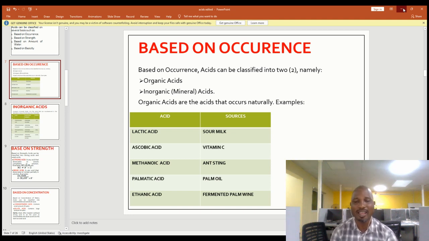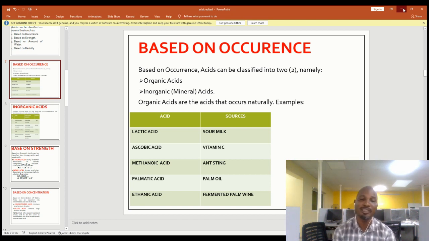Then you have ascorbic acid. Ascorbic acid is gotten from vitamin C. Yes, when you take vitamin C for cold, or if you have an injury or stuff like that, the content is actually ascorbic acid. Now we have what we call methanoic acid. Methanoic acid is deposited on your skin or on your system when an ant or bee stings you. So you get methanoic acid from ant sting. Then what about palmitic acid from your palm oil, and ethanoic acid from fermented palm wine?